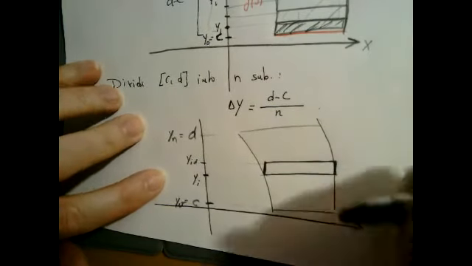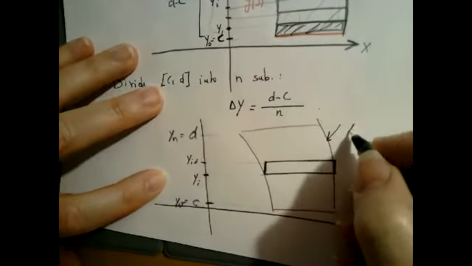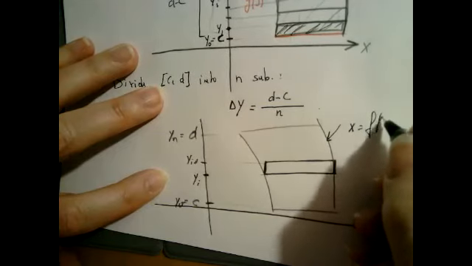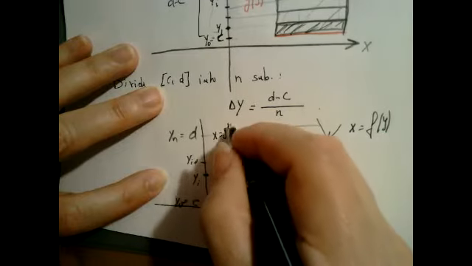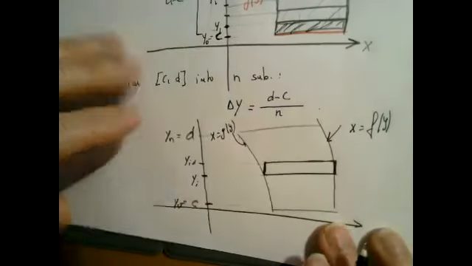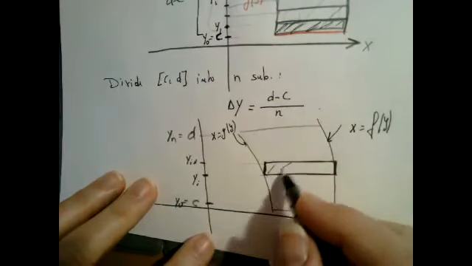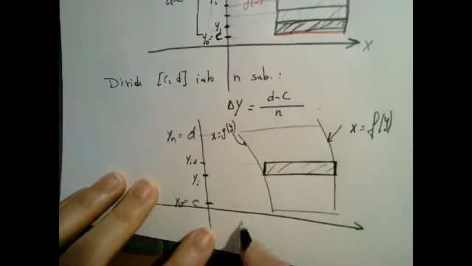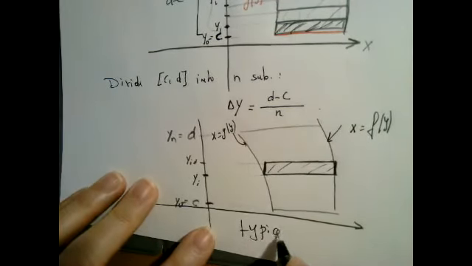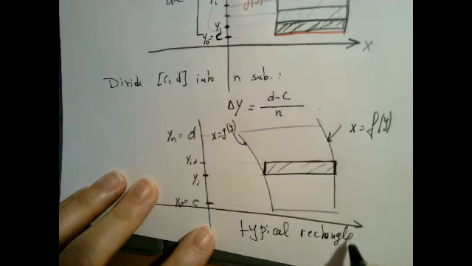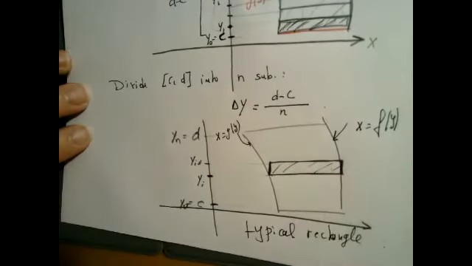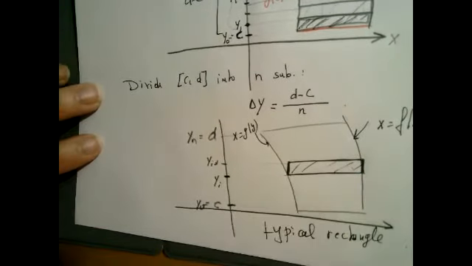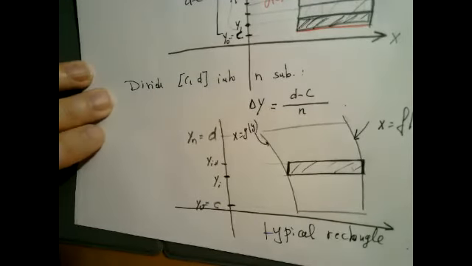This here is x equal f of y. And right here is g of y function. And my question is, what's the area of this piece? Okay, so that's typical rectangle. If we find the area of this, we're done. Then the rest will be easy. So you have to help me out a little bit.